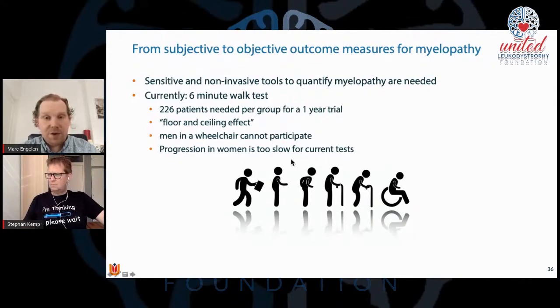So there you go. That means you would probably need to do your trial on the entire planet, and you could only ever run one trial at a time. So this will really slow down treatment development. And women are not eligible because it's so slow in women that you would need to wait 5 or 8 or 10 years with this tool. So we need something better.